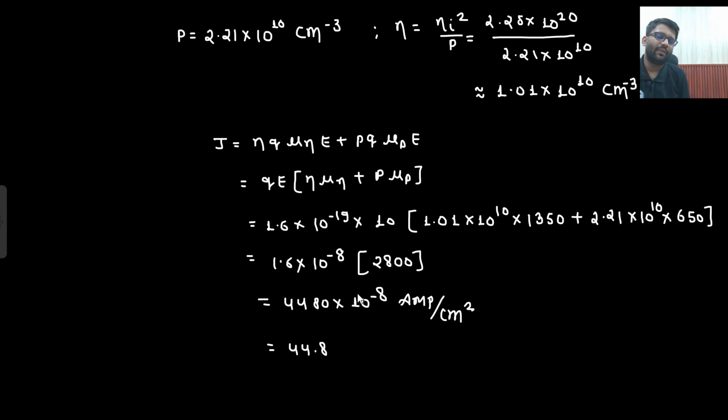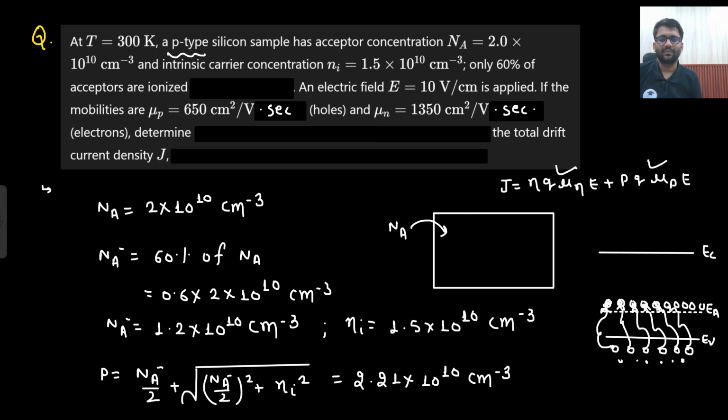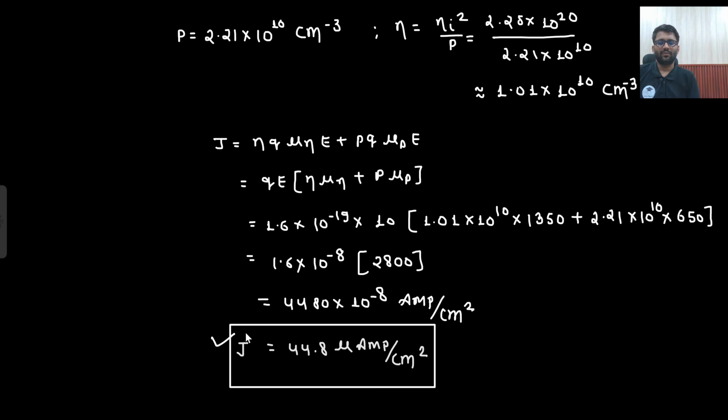44.8, because 10 to the power 2 I want to give to this one. So 10 to the power 2 into 10 to the power minus 8, what that would be? 10 to the power minus 6. So that would be microampere per centimeter square. So that would be the conduction, that would be your drift current density, 44.8 microampere per centimeter square. Okay, so this would be the answer.